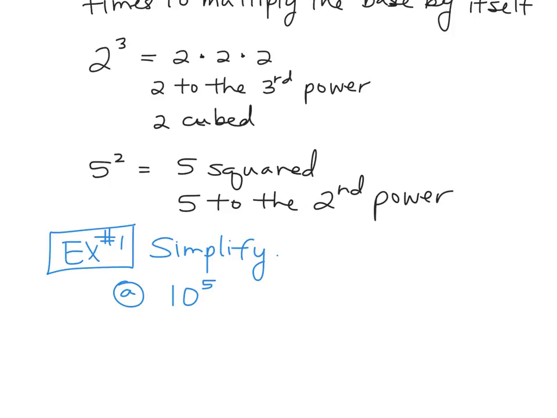Times 10, yes. So 10 to the 5th power is essentially 10 times 10 times 10 times 10 times 10, right? Now the beauty of powers of 10 is it's just how many zeros do you put back there, right? So 10 to the 5th power is a 1 with 5 zeros, which means it is 100,000, okay?